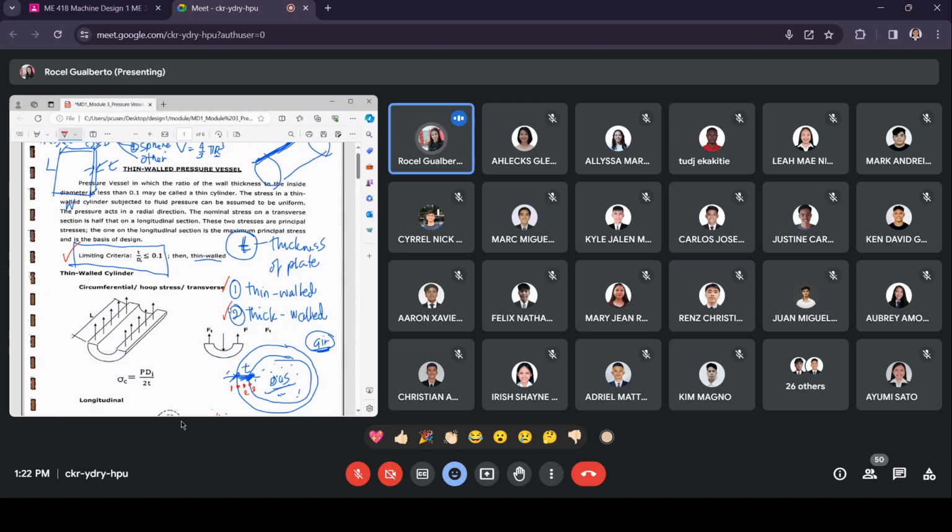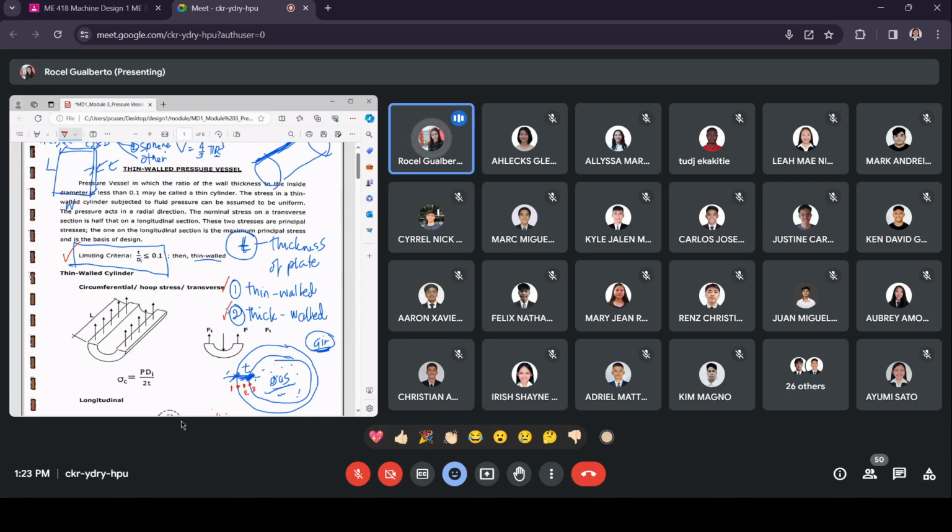So this is most likely similar to that of compression. Members under pure compression have different cases, case 1, case 2, case 3, which depend on the slenderness ratio. In each of the cases, you have the procedure that you will be using to design these members. So basically, it is the same as this pressure vessel.